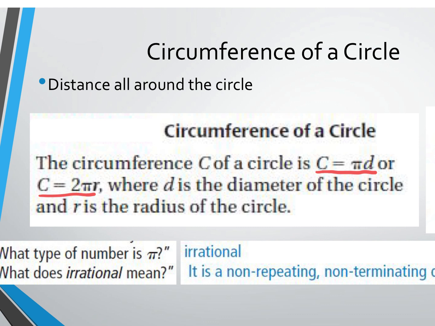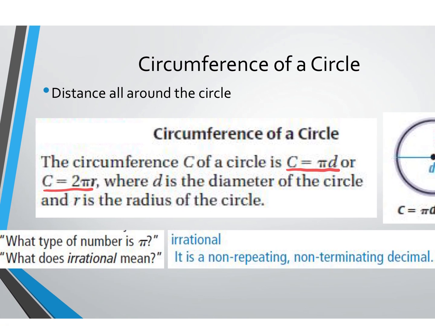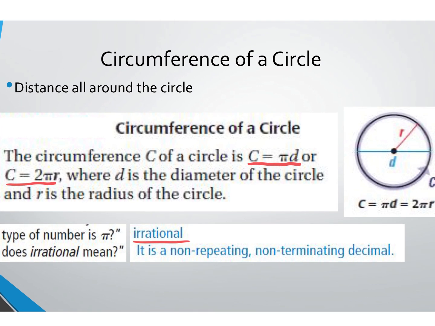How many of us have seen the symbol pi before? Okay, if you have not, pi is a ratio that we use for these circles, and it helps us figure out the circumference of a circle. It's a number, but it is irrational. An irrational number is a number that's non-repeating, so it doesn't repeat itself, and it's also non-terminating. That means it is a decimal that will never end. Nobody knows the end of pi, but you can get as far as you want. And irrational means you cannot write it as a fraction either, okay?